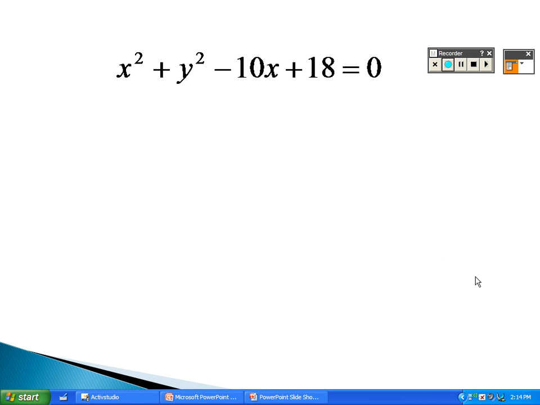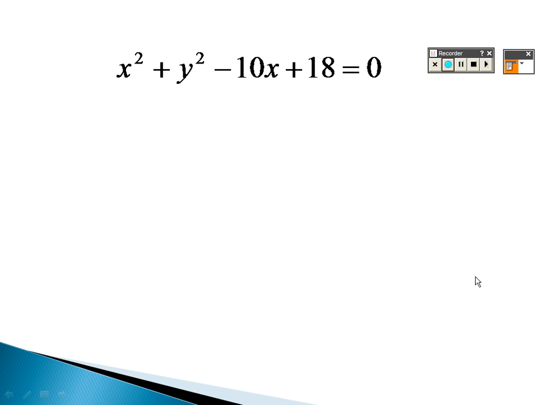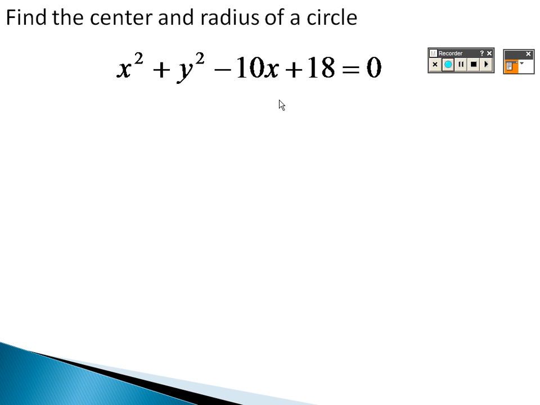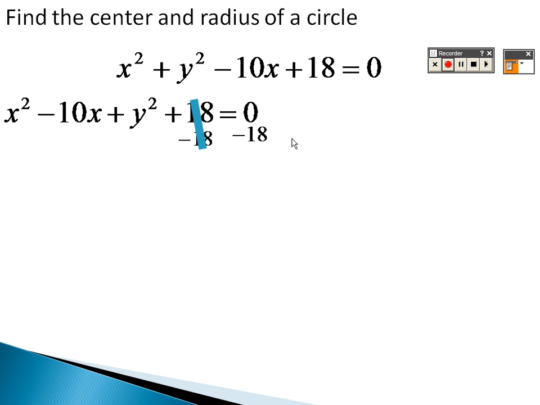So continuing on here with 2.2 in the examples, I want to find the center and radius of this. So we're going to have to complete the squares and reorder everything. So I move this 10 over, this negative 10, so that I can put my x's together, my y's together. And I'm going to move the numbers over because we're completing the squares.